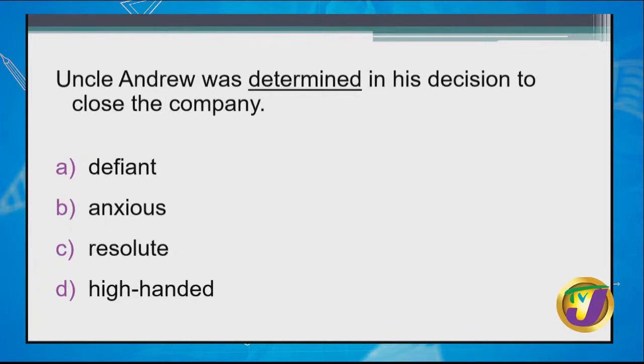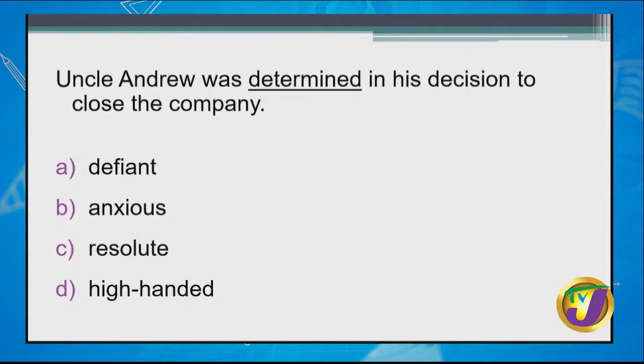Uncle Andrew was determined in his decision to close the company. And we're looking at the word determined. And please notice, when you're using it in this context, you must have a D on the end. So it's not Uncle Andrew was determined. He was determined. So the adjective needs to be determined. Now, look at our options.